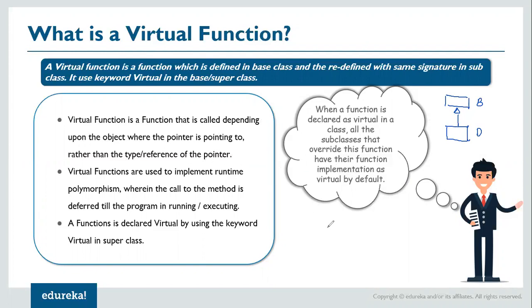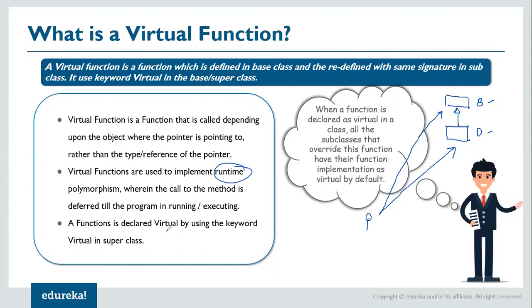Now this we will see with an example. If you have a pointer and this pointer is pointing to whether object of D or object of B, that will determine whether the function will get called from B or class D. We will see that with an example in some time. Now virtual functions are used to implement runtime polymorphism, where the call to the method is deferred till the program is running or executing. Because of this concept that a pointer is pointing to which object, whether it is an object of B or object of D, that is determined at runtime, and therefore which method will get called is also determined at runtime, and therefore it is known as runtime polymorphism.